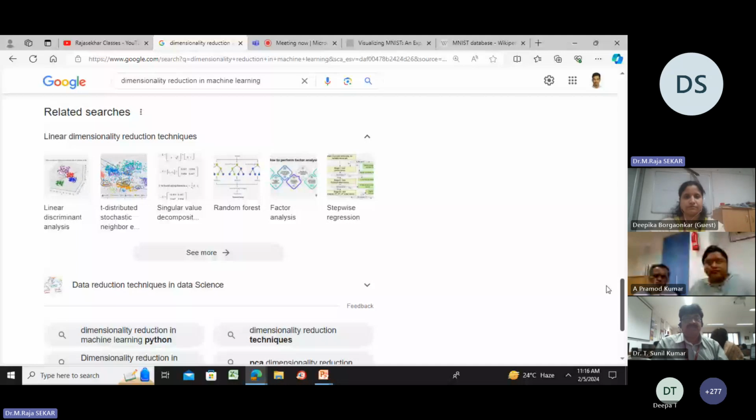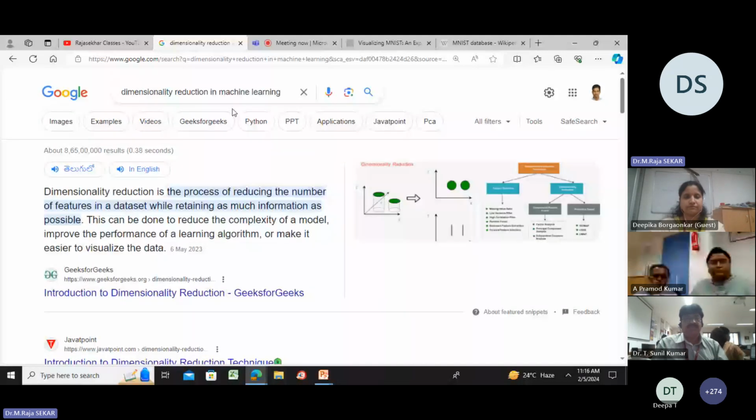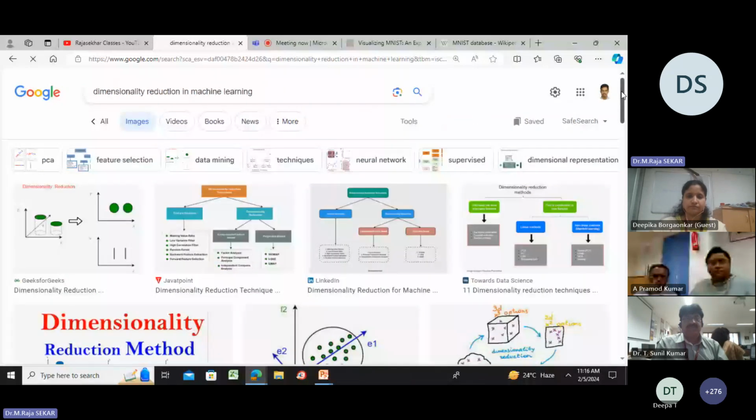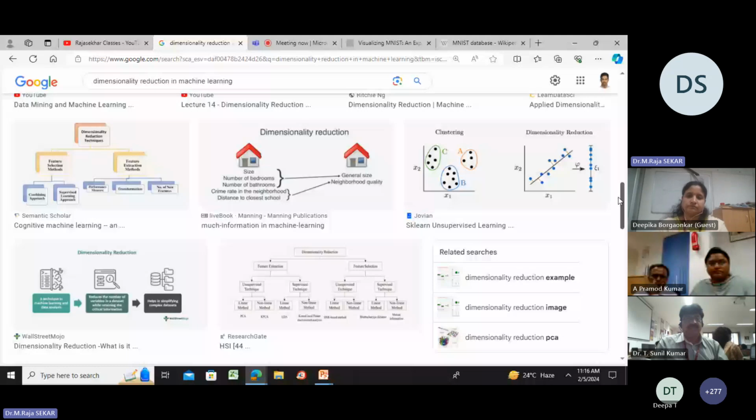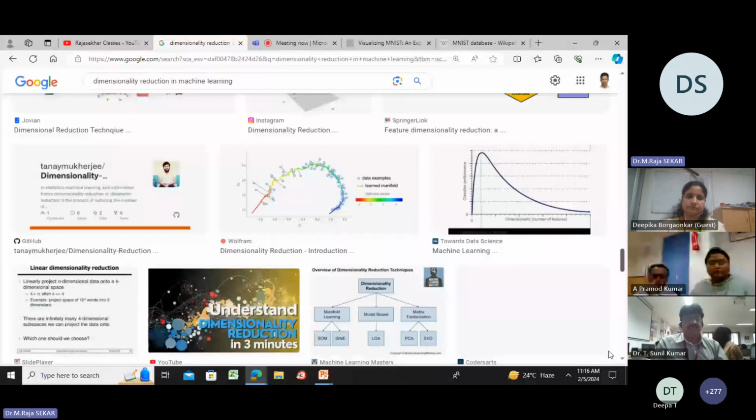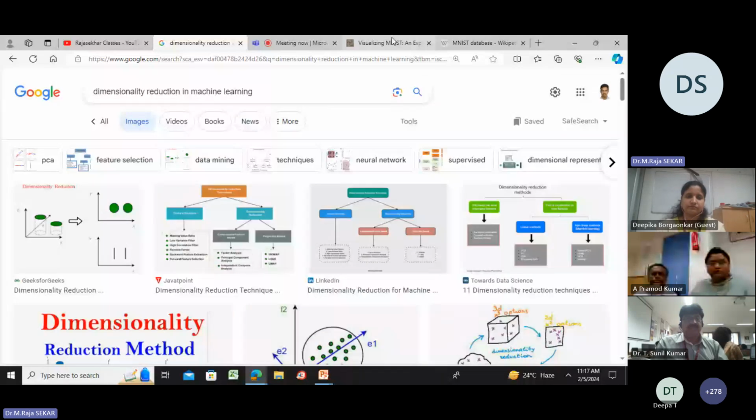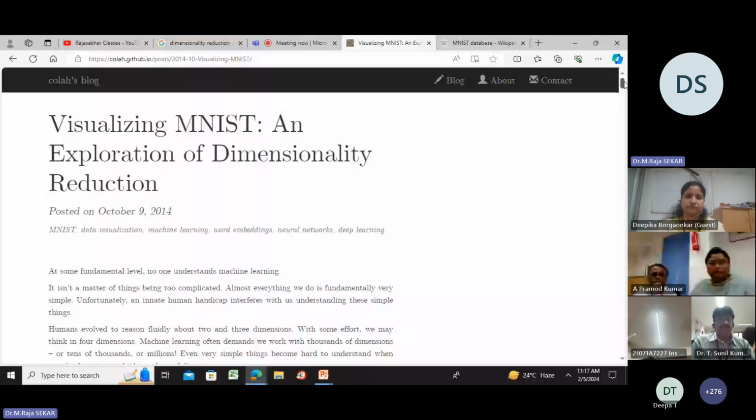Even if you go for image search, I am searching images on this particular topic. Just see what it gives. It gives so many articles. You can observe many people discussed so many data sets. In this particular lecture, in this PDP, Professional Development Program, I'm referring to this particular blog. This is one of the famous blogs written by Christopher Olah. I would like to show you this blog so that I can continue my discussion.